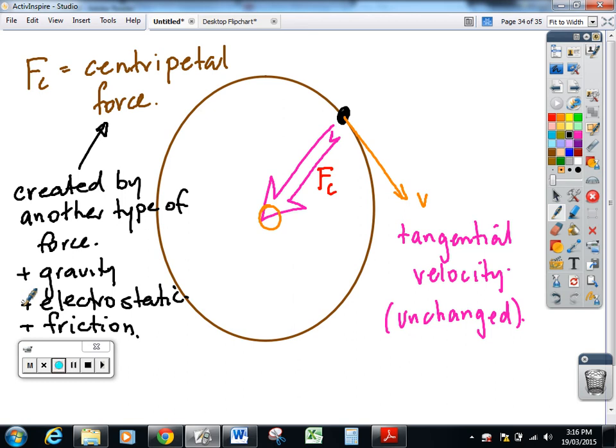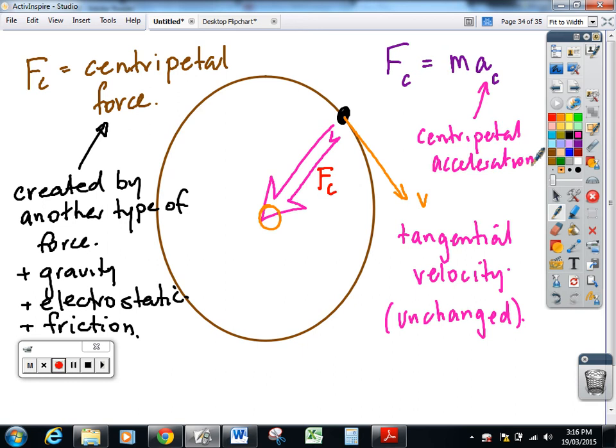Right, now, that centripetal force has a value. We know it now exists, therefore, we know according to Newton's second law that force must equal ma, so a centripetal force must equal ma, and this must be acceleration. So there must be a centripetal acceleration.